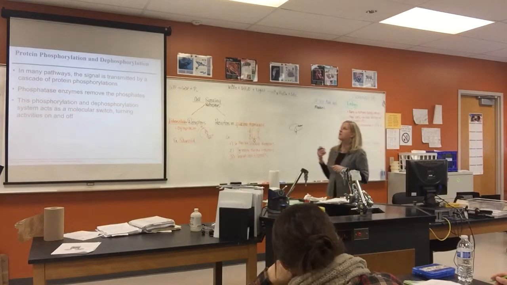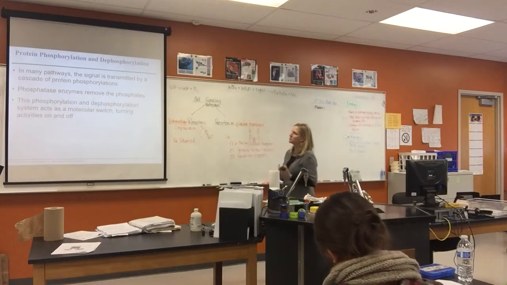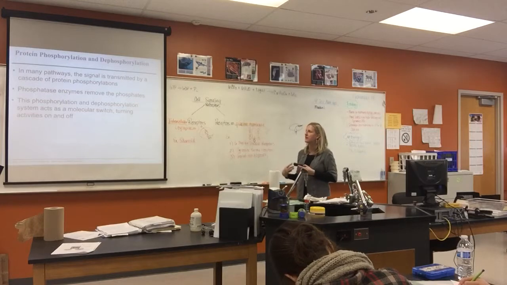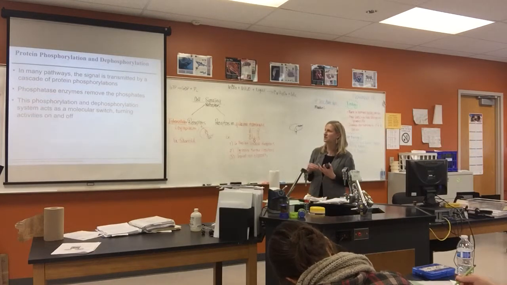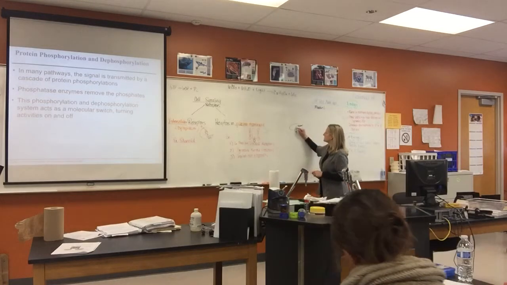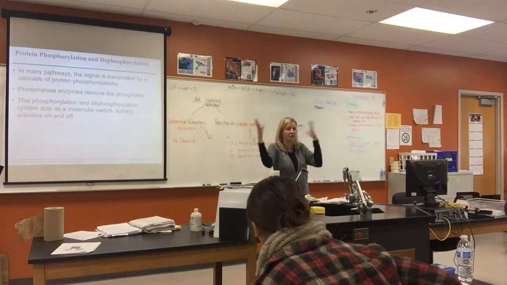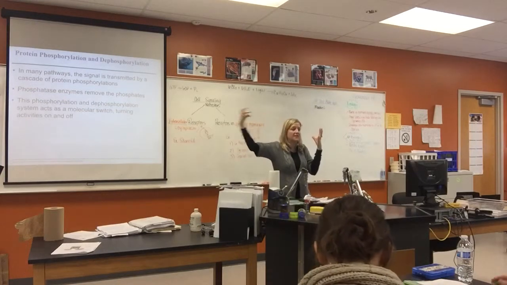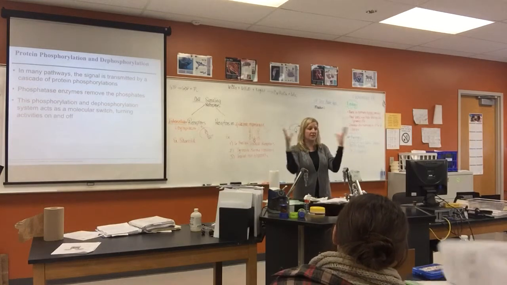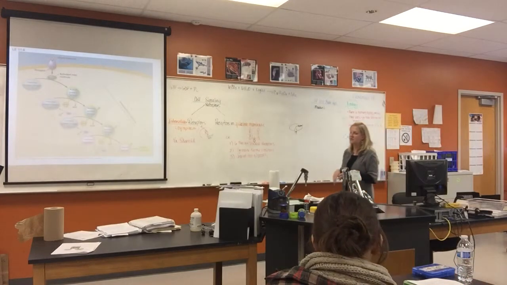And how activation occurs is by phosphorylation and dephosphorylation. In many pathways, the signal is transmitted by a cascade of protein phosphorylations. Phosphatase enzymes remove the phosphates, and this phosphorylation and dephosphorylation system acts as a molecular switch, turning activities on and off. When a molecule becomes phosphorylated, it's activated and can do a job. But if the phosphate is taken off, it goes back to deactivated. Then it can become activated again by being phosphorylated and does something inside the cell, and goes back and forth. So it's turned on and off by phosphorylation and dephosphorylation, which is what this picture is showing you.